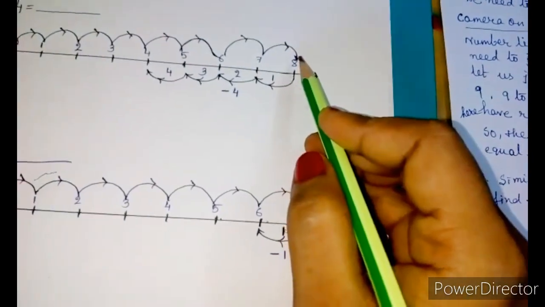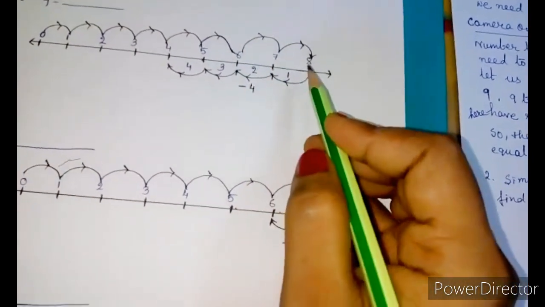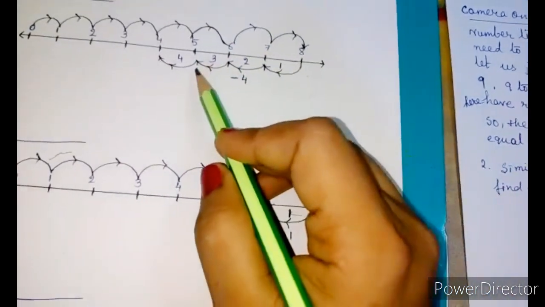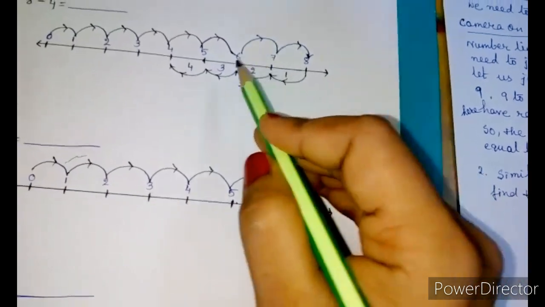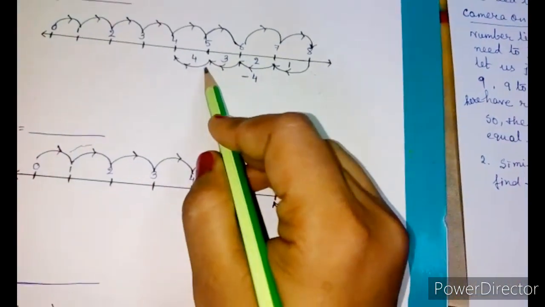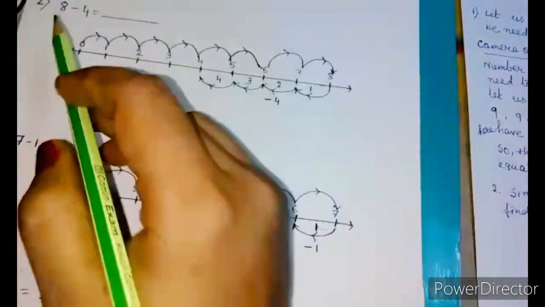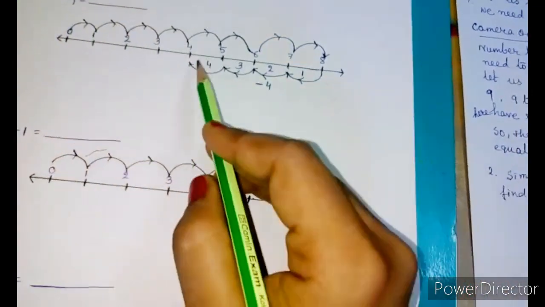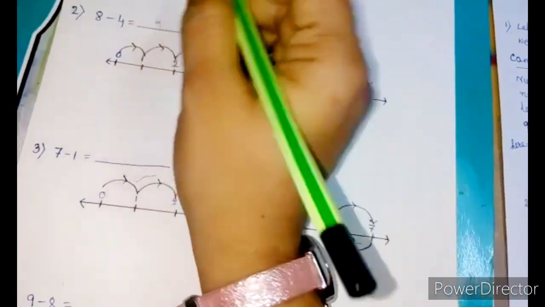Since we need to jump backward in the case of subtraction, let us first jump 4 steps backward starting from 8. From 8 to 7, 7 to 6, 6 to 5, 5 to 4. So the required difference between 8 minus 4 is equal to 4. So we have to put the number 4 here.